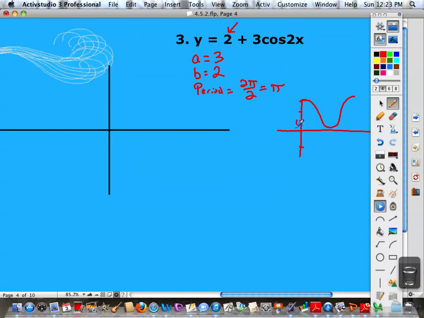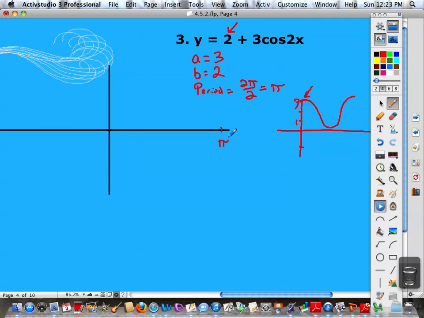So instead of starting at 1, if I slide up 2 units, now I'm going to be starting at 3. And my amplitude is going to be 3. That makes sense because that starting point for the cosine is the high point of the graph. All right, so let's see how this is going to play out here. We know that the period is going to be pi, so I'm going from 0 and I'm just going to come out here and call that pi.